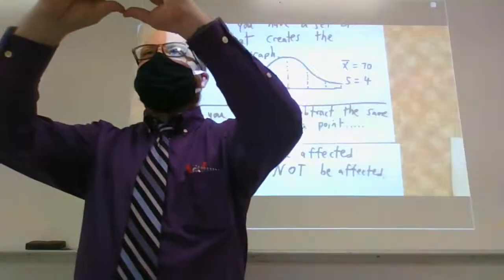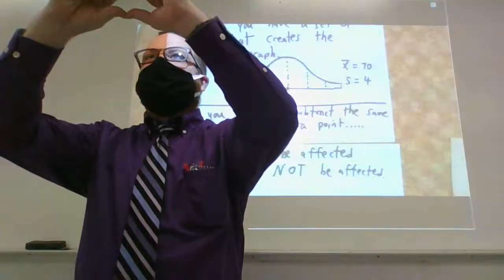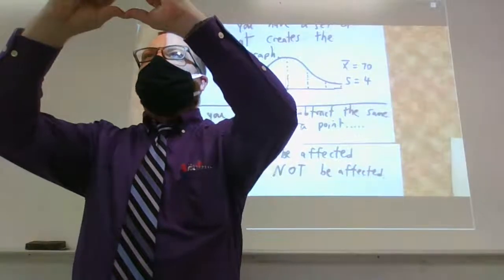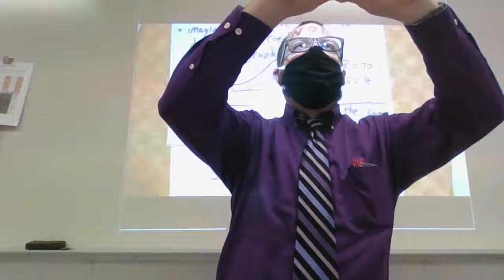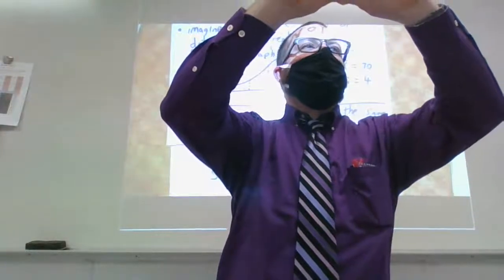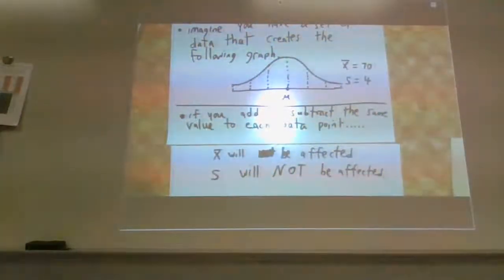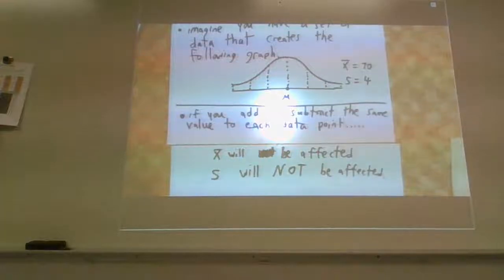So if my data is spread out like this, and then I add 2 inches to every single data point, here's the measure of spread. Now it just shifts over. Same exact standard deviation. Standard deviation doesn't change. It's kind of weird like that, I know. But that's what it does.